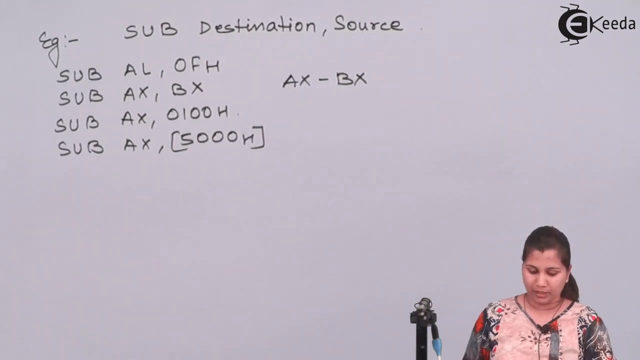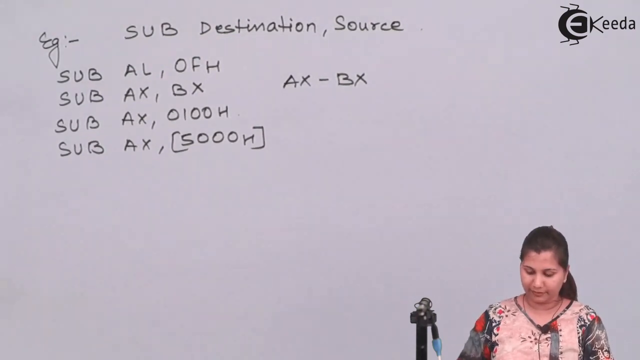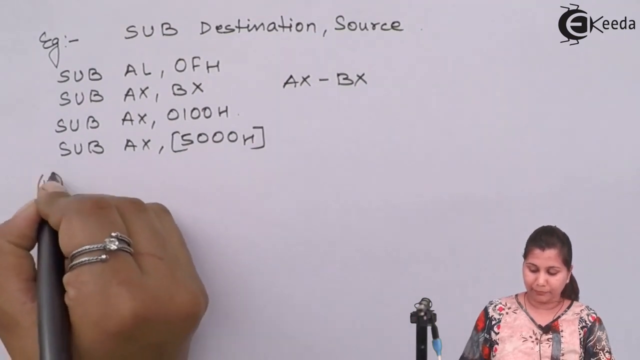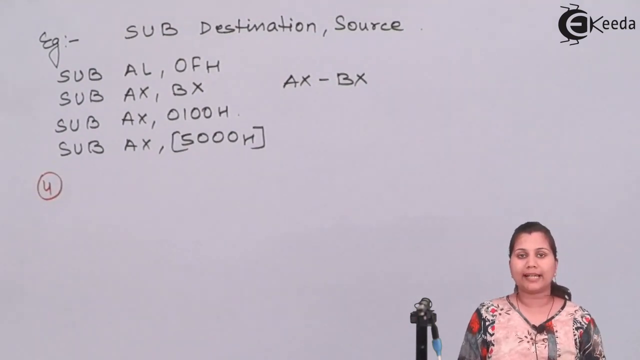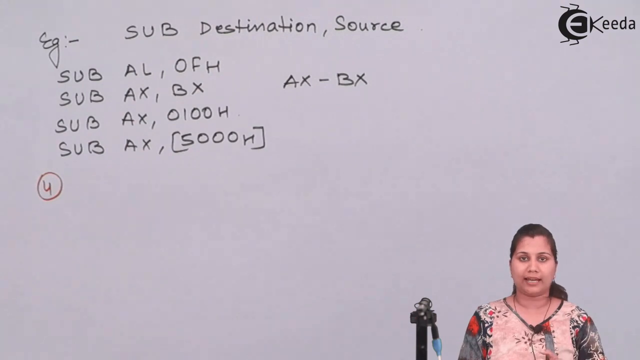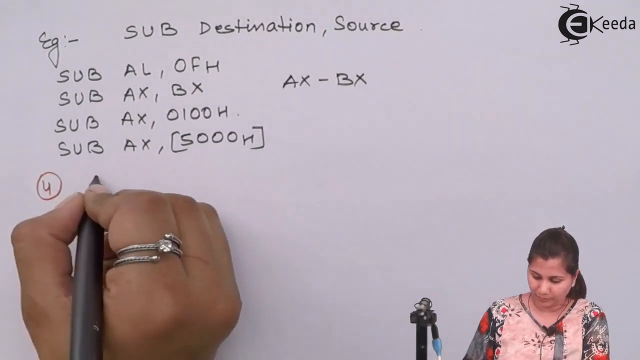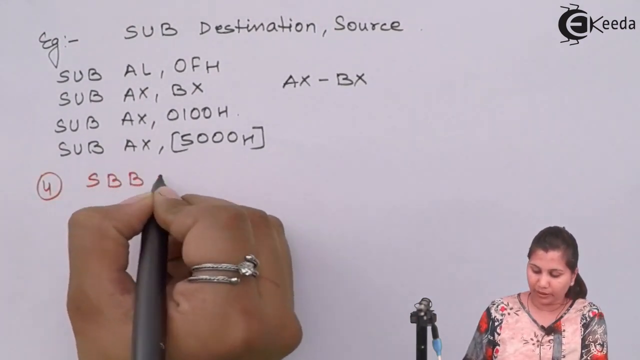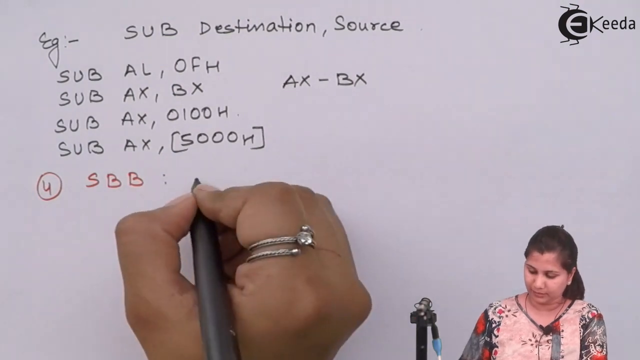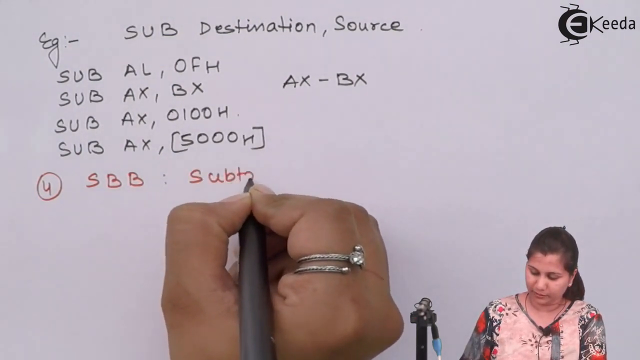Okay. Next instruction we have is subtraction with borrow. Just like we have the addition with carry, here we have the subtraction with borrow. For this we will write the mnemonic SBB, that is subtract with borrow.